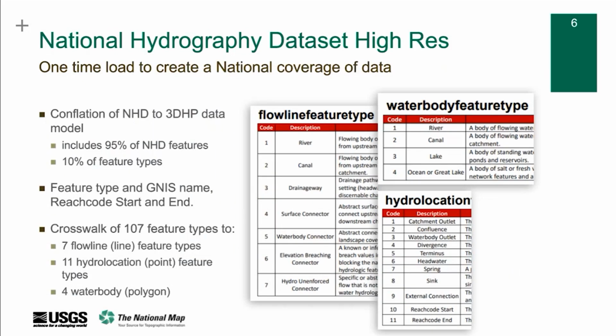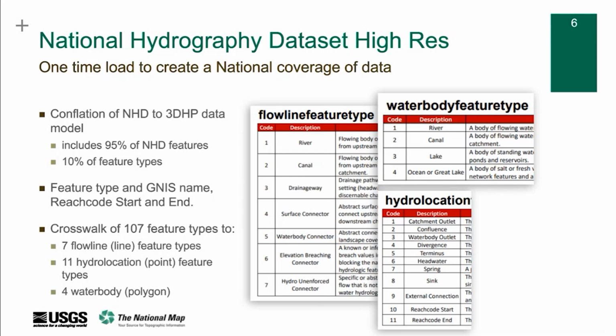So the first thing you'll probably notice when you look at 3D-HP today is that it looks a lot like the NHD, because most of the data in there, and really at this point, all but one HUC-8 is the line work from the NHD high-res data set. So one of the things that people did not want to have was just a piecemeal type of data set.